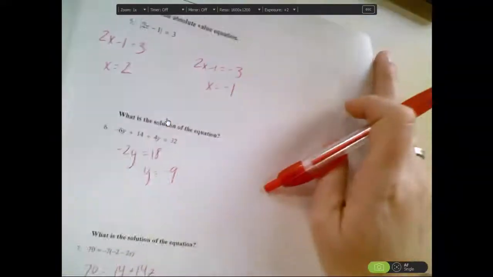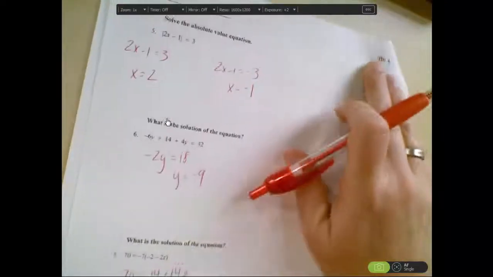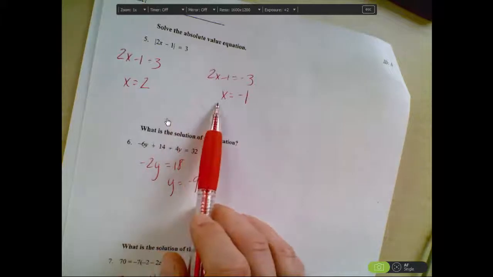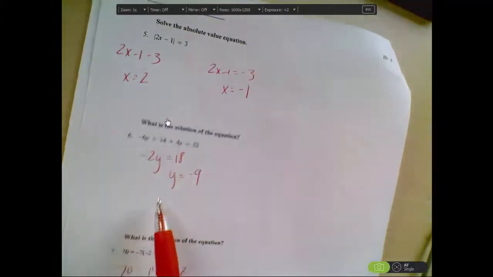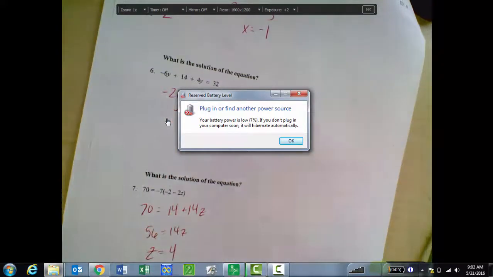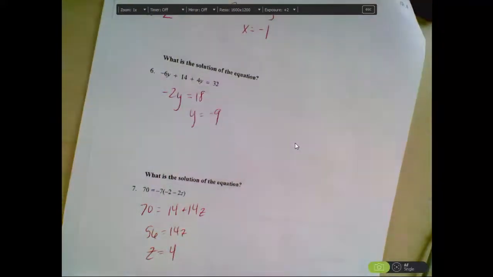For absolute value equations, you need to set up 2 equations. You have to isolate the absolute value, and then set one equal to the positive, one equal to the negative, solve both equations. So these are both answers. These are just simple 2-step equations. Combine like terms, subtract the 14, and so on. So y equals negative 9, z equals 4.